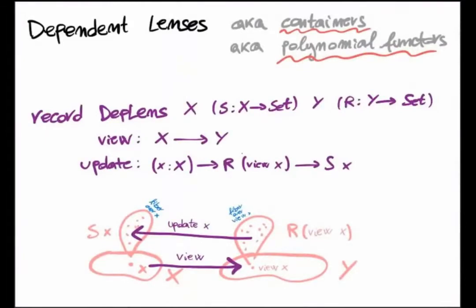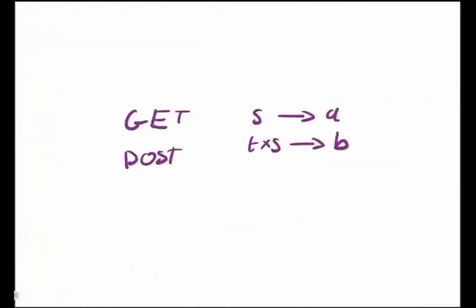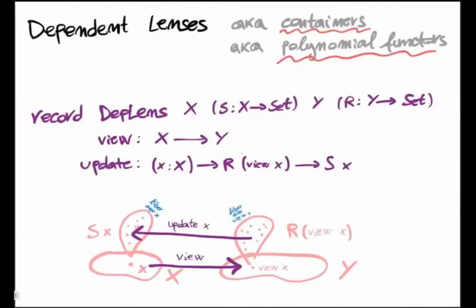Right. So the structure that Andre found out that GET and POST have is known as the structure of a lens. And a lens can be easily generalized to a dependent lens, so we'll see why we need this generalization. So what's a dependent lens? A dependent lens is a morphism in a category which is also known as the category of containers or the category of polynomial functors.